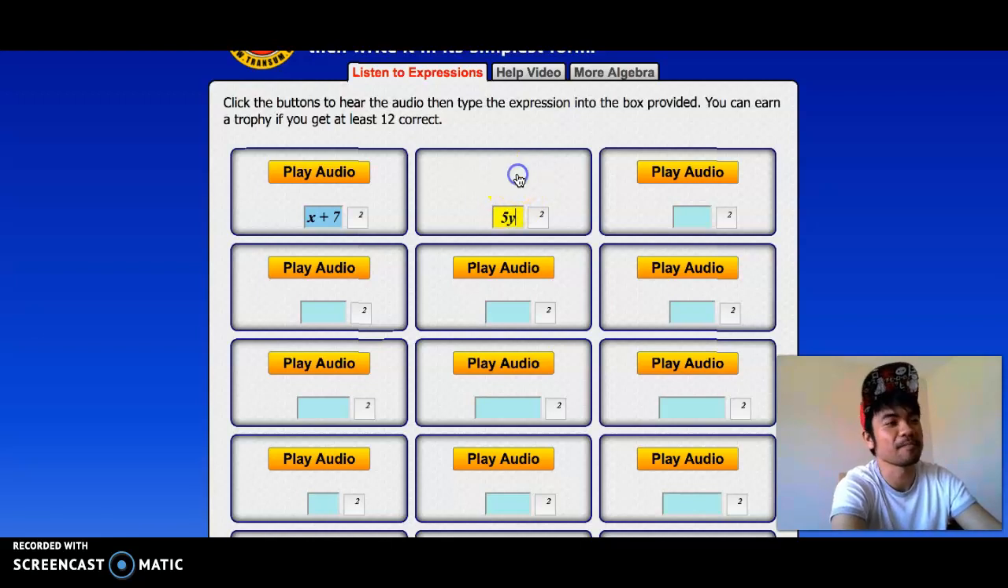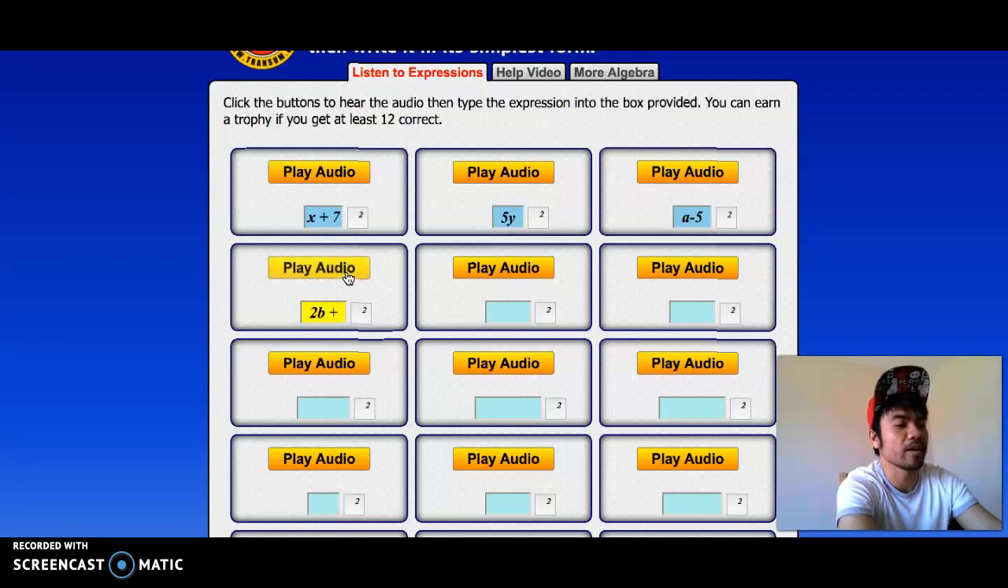Okay, so I'll play it again. 5 lots of y. Interesting. All right, next one. The difference between a and 5. So a minus 5. Next one. Twice b add on 3. Oh, twice b add on 3. So again, twice of b and you add 3. Double w, then take away 1. Double w take away 1.